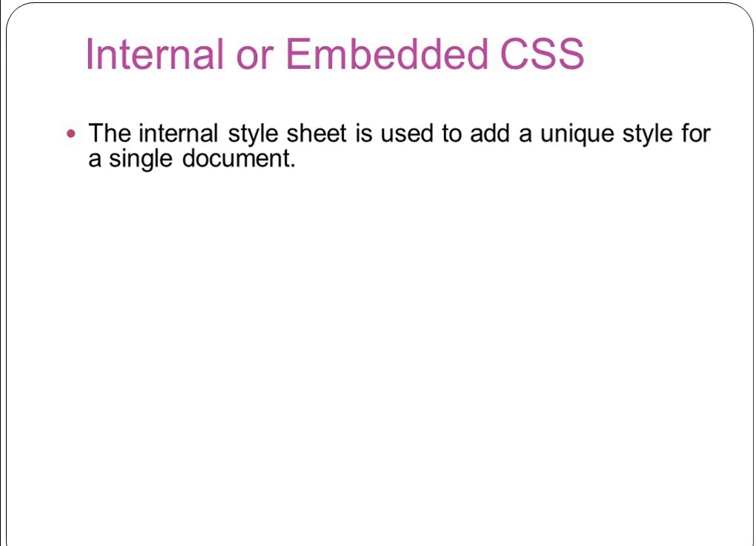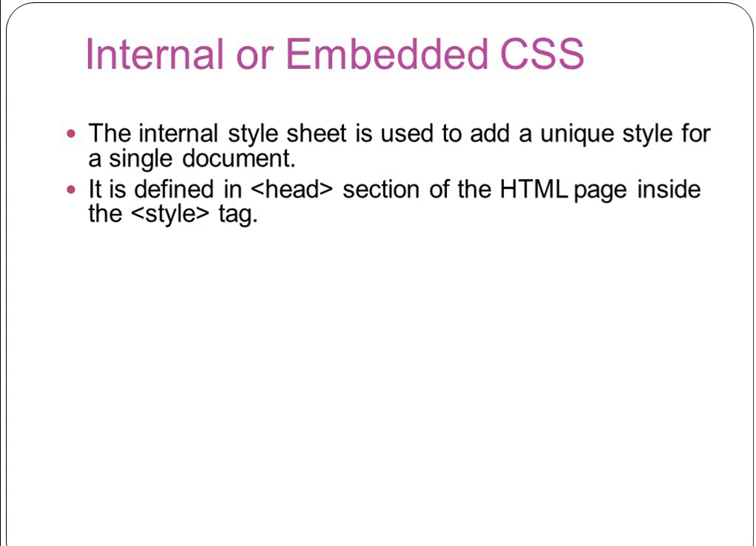Internal style sheet is used to add a unique style for a single document. So here, if you want to style your document uniquely, then you can use internal style sheet. And note that here the styling is provided to a single document. This can be done with the help of style tag. And style tag is defined inside the head section. Let's see an example.